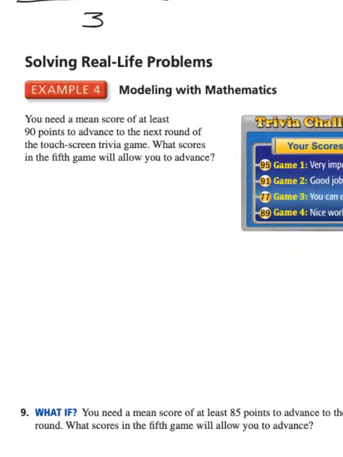It says you need a mean score, which is average. You need an average score of at least 90 points to advance to the next round of the touchscreen trivia game. What scores in the 5th game will allow you to advance? So the given information that we have is that we need at least 90 points. So our given is at least 90 points.